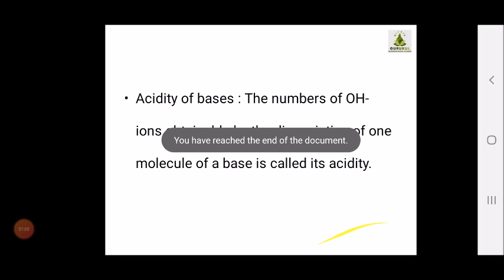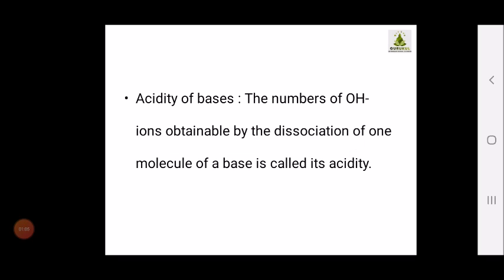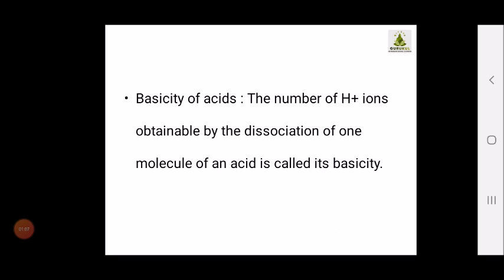Okay, so here we have completed the concept of basicity. Once again I will repeat: the number of H plus ions obtained on dissociation of one molecule. I think we have studied this previously also, so this is nothing new for you, but if any queries are there, you can read the lesson and watch the videos.